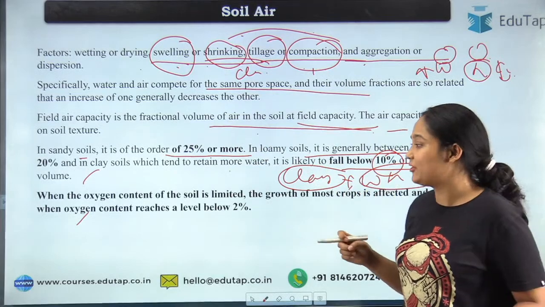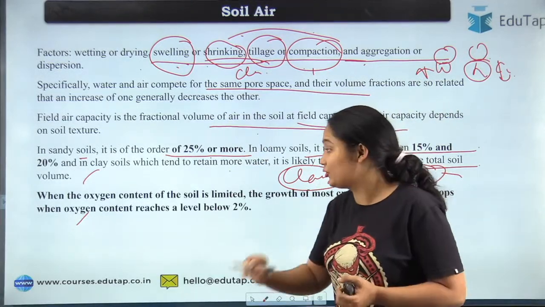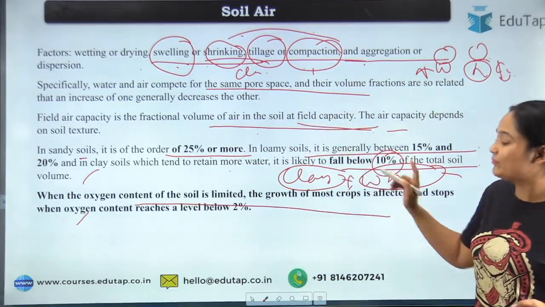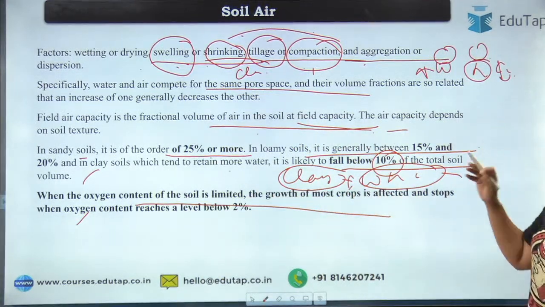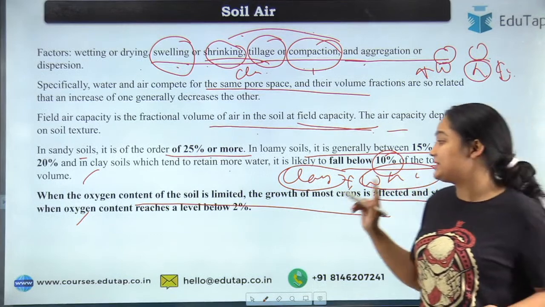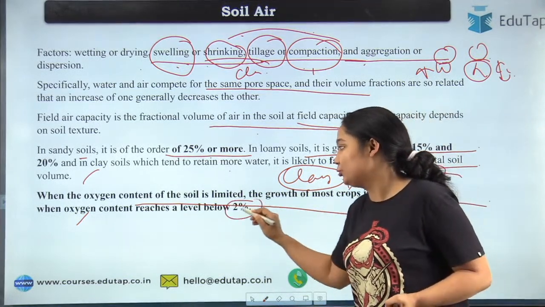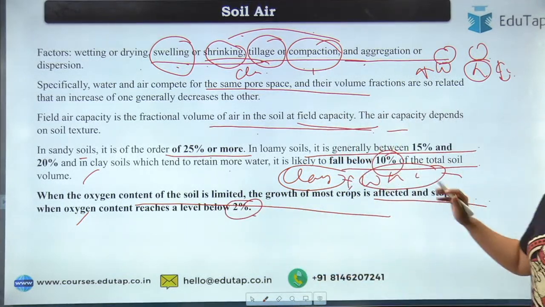So space for air will be low. Then the other thing you should know is that when the oxygen content of the soil is limited, the growth of the crop is affected. When it reaches below 2%, it becomes very hard for crops to grow.